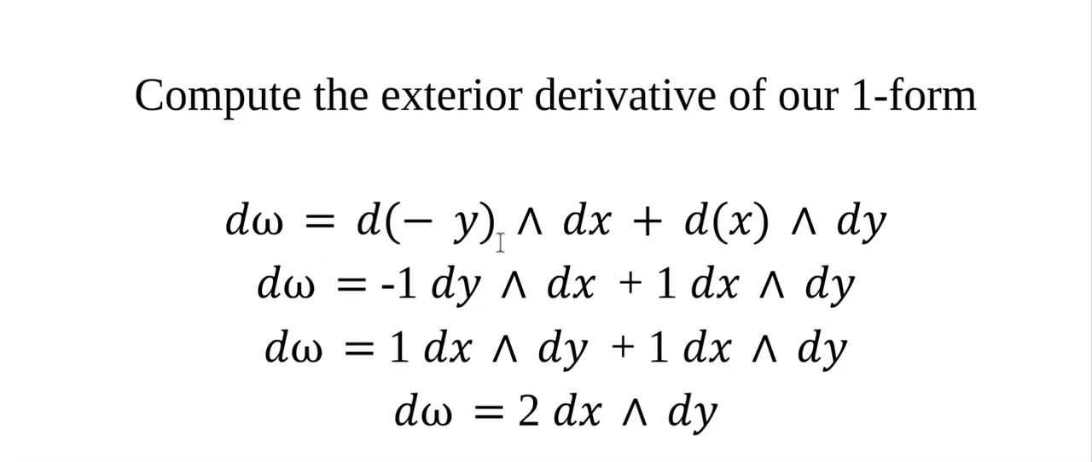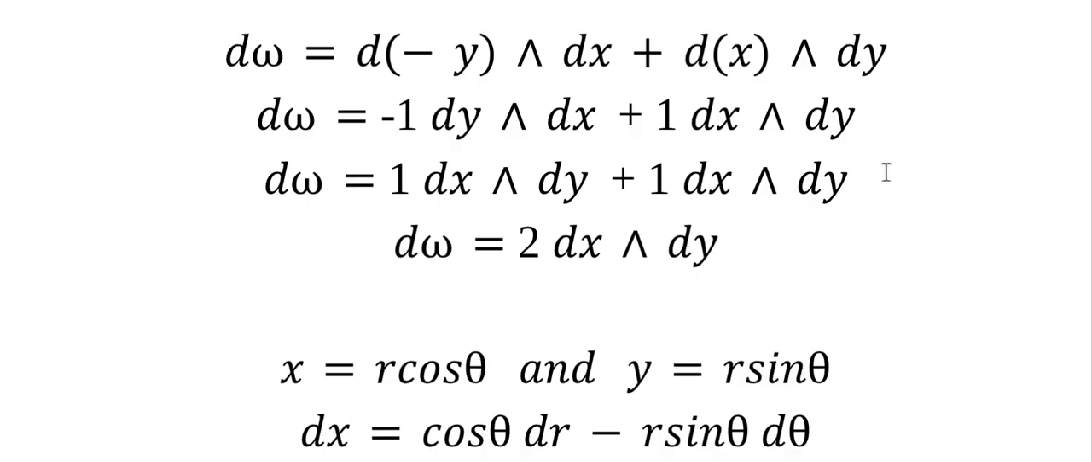Then we have dy wedge dx. Derivative of this with respect to x is 1 dx, with respect to y is 0, so we get 1 dx wedge dy. We flip this one, which gives a negative. That negative cancels that one. We're left with this equation, which is just, here's our 2 form. Okay?